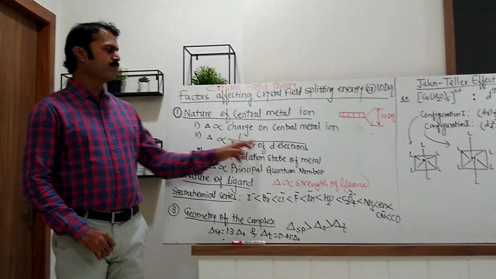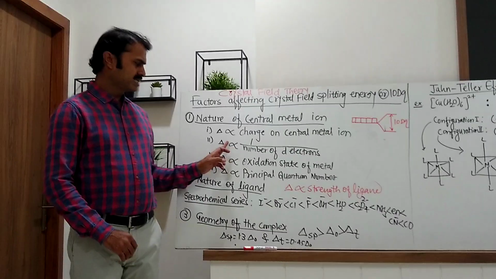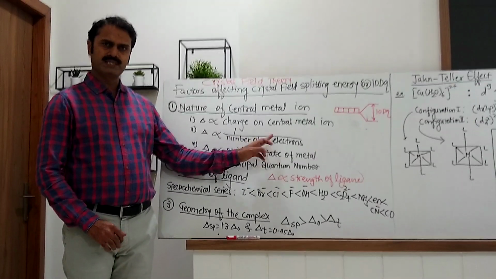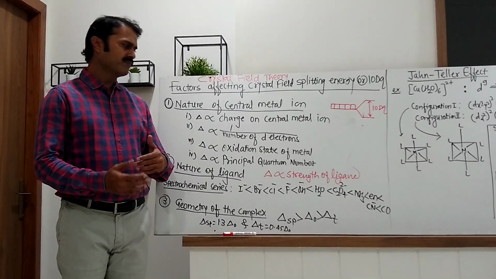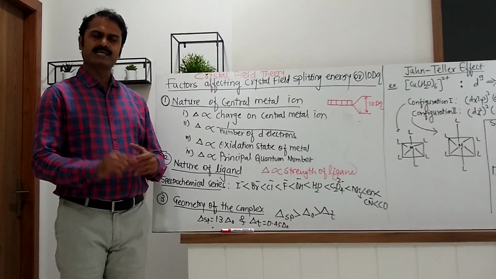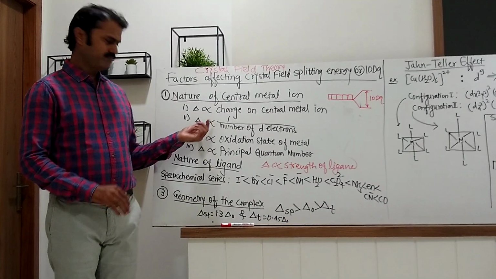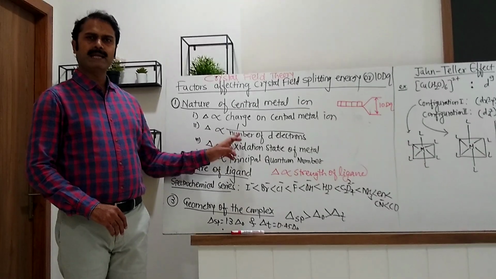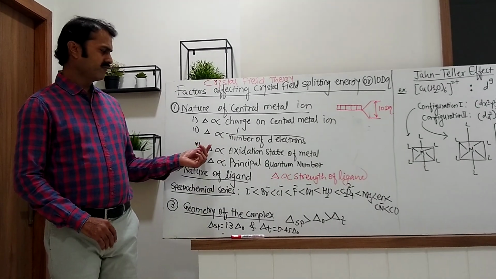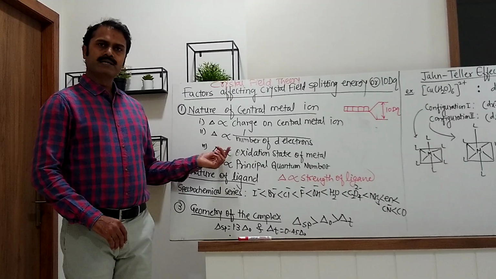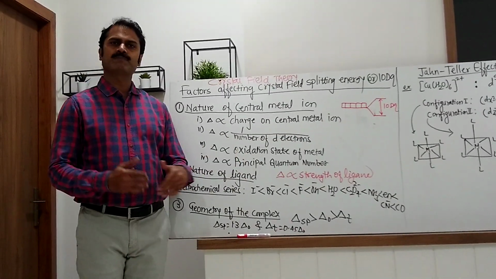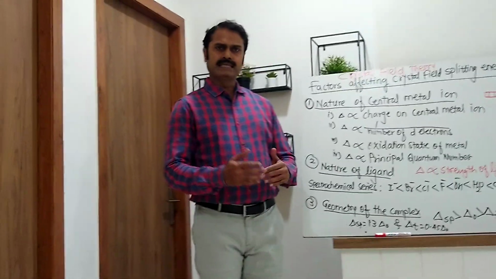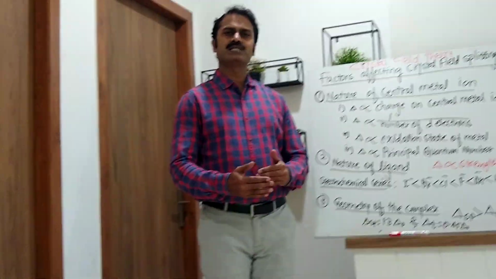Second thing is number of d electrons. Crystal field splitting energy is inversely proportional to the number of d electrons. It means that as the number of d electrons increases, crystal field splitting energy decreases. So there is an inverse relation between crystal field splitting energy and number of d electrons. Third point is crystal field splitting energy is directly proportional to oxidation state of the metal. It means that it increases with increase in oxidation state of the metal.